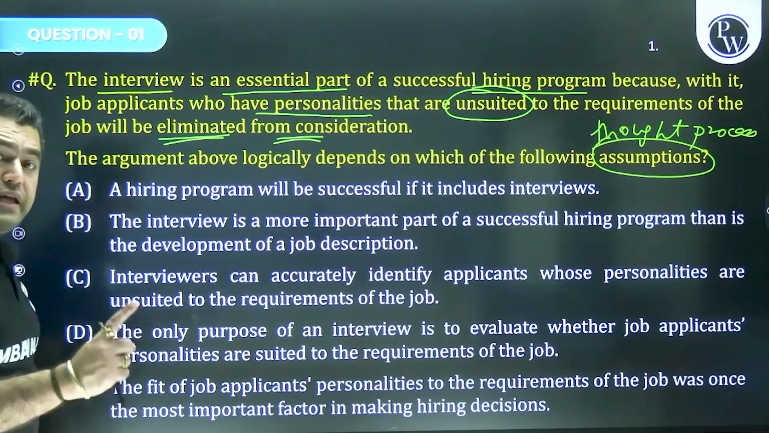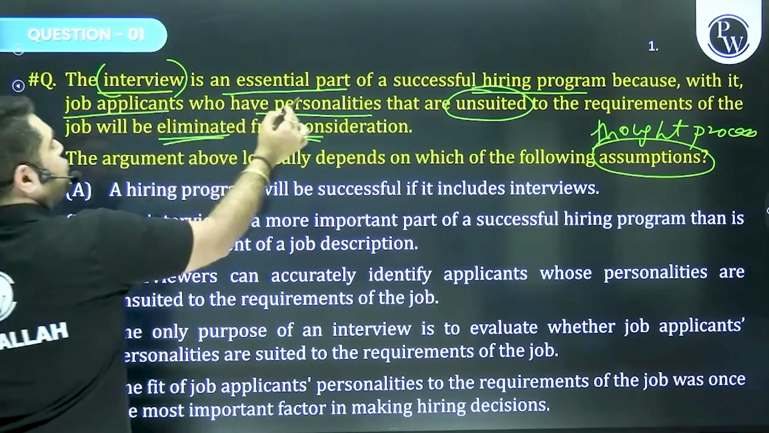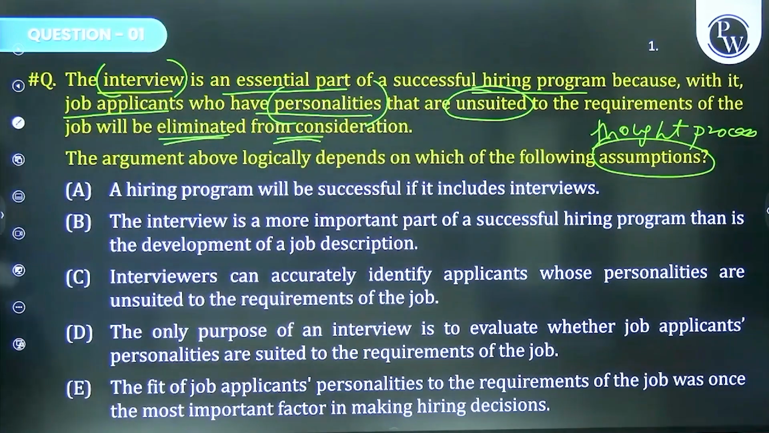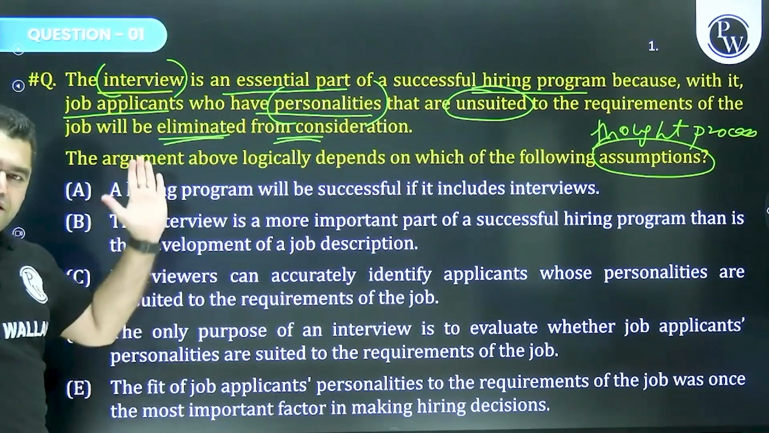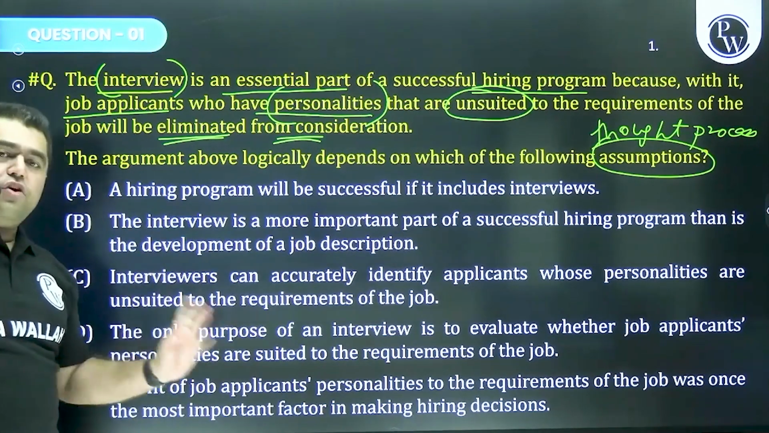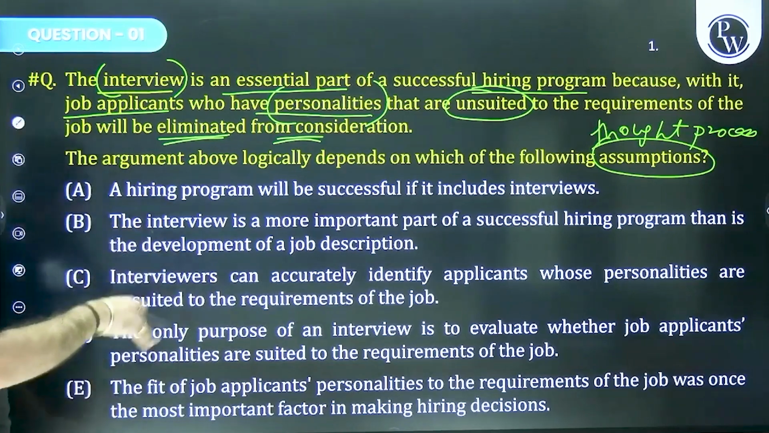Don't forget the keywords. All these keywords have to be there in your assumption, people. Don't forget. Chalo, people, now I am starting with the answer explanation. What you can do is pause the video, give your answer, unpause the video and continue watching. Okay? Chalo, people, let's look at each option slowly.